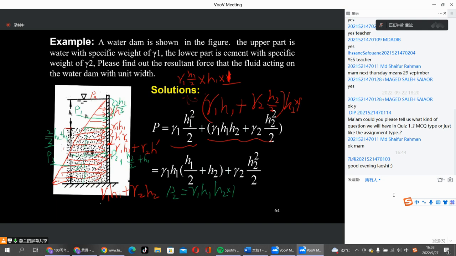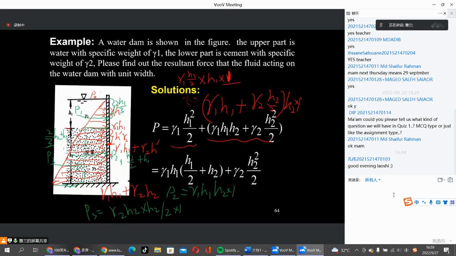And how about P3? P3 will equal the area covered by the triangle, so gamma 2 H2 times H2 divided by 2, right? And times 1, the width, is the same, right? Why gamma 2 H2? Because this one is actually the pressure due to the cement, gamma 2 H2.